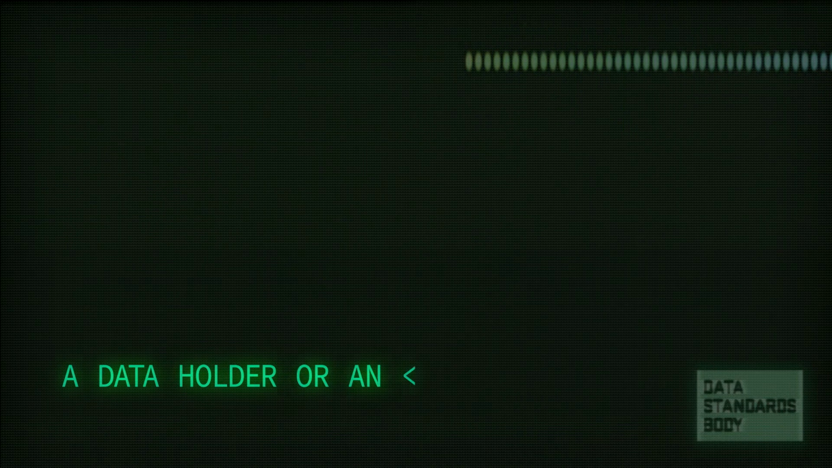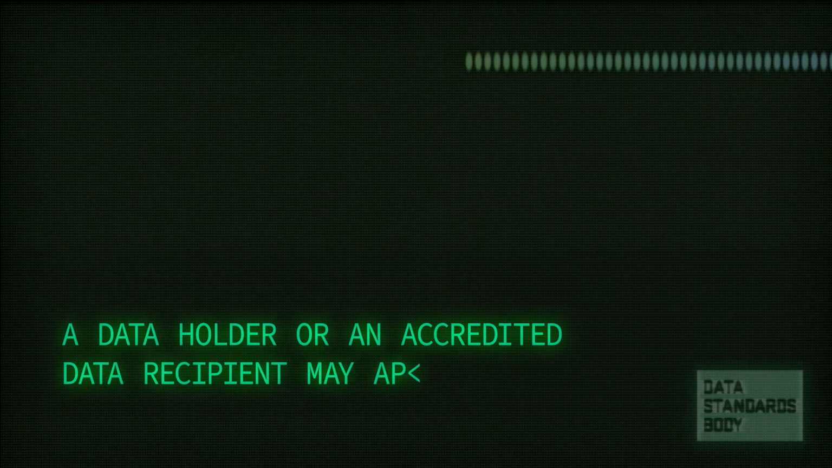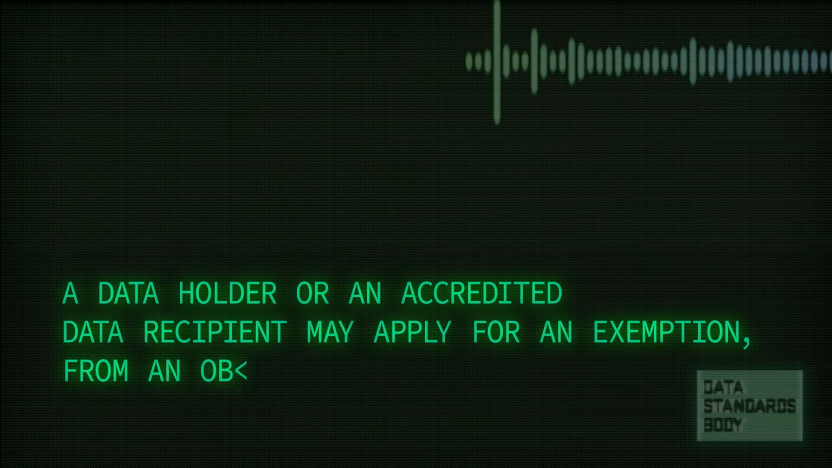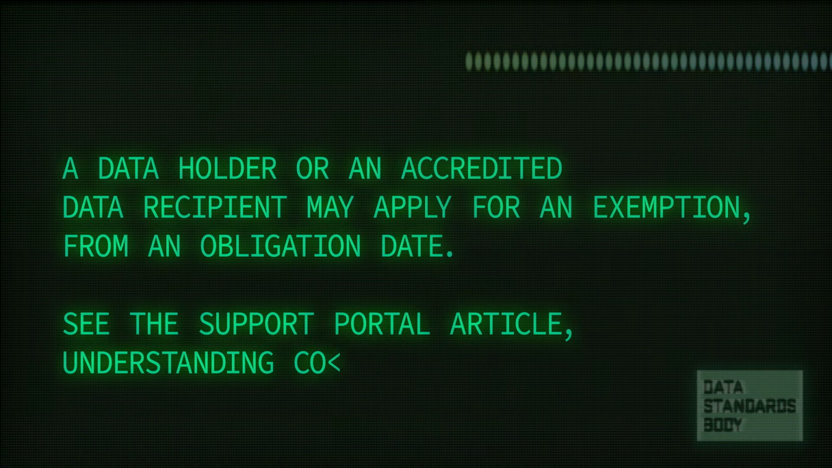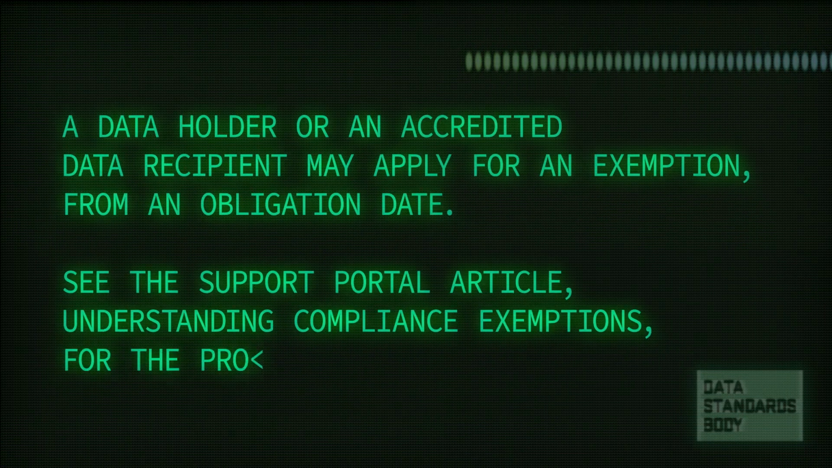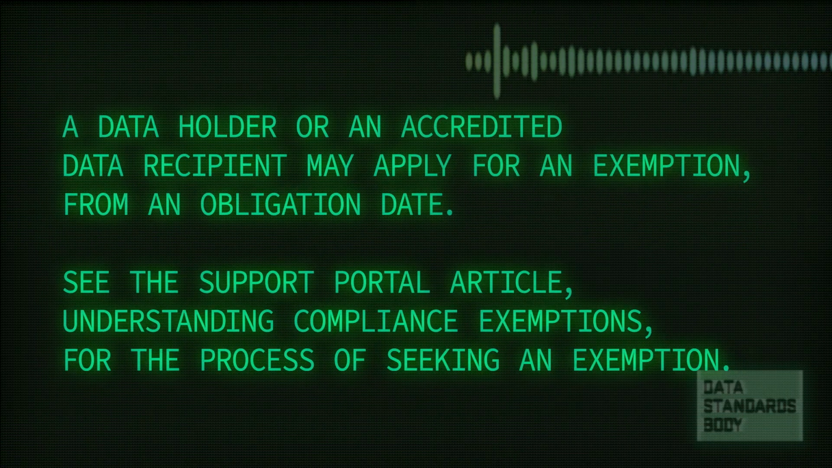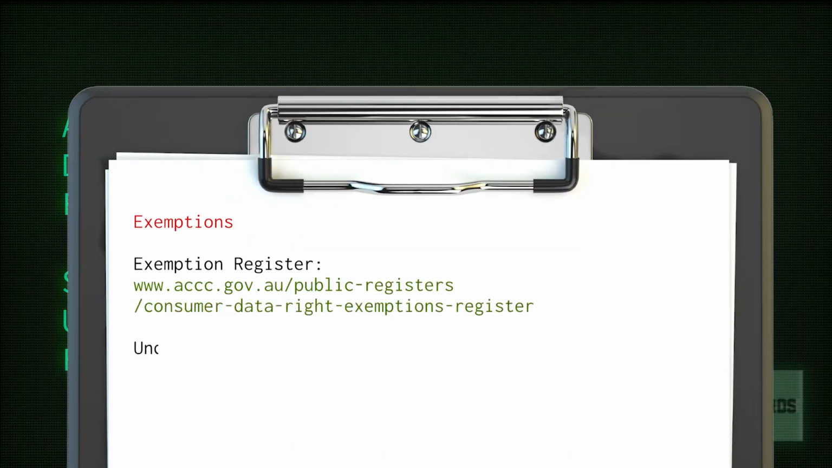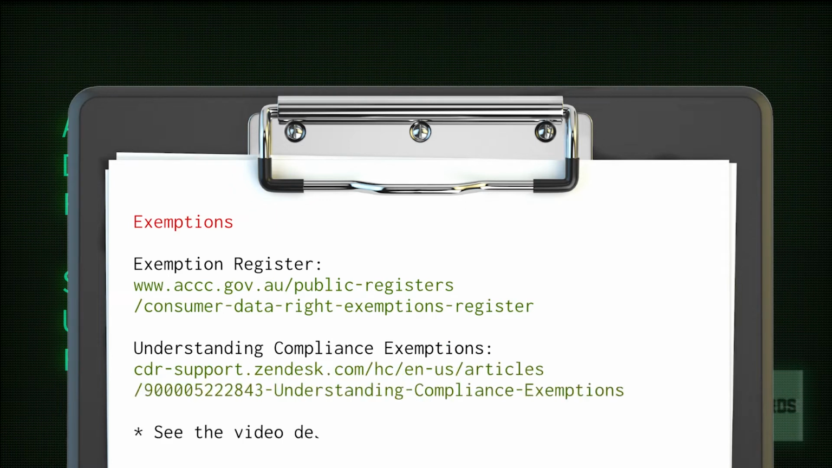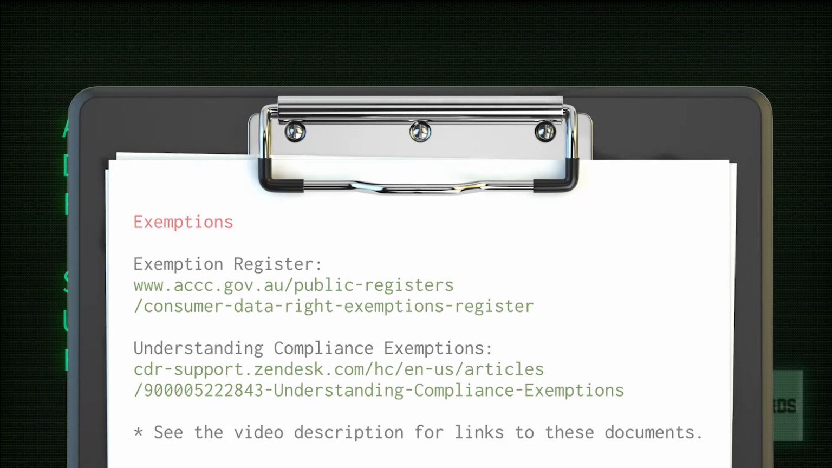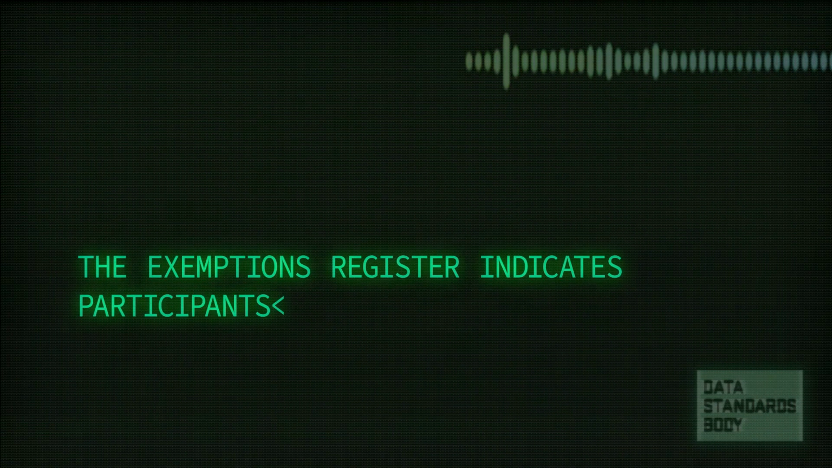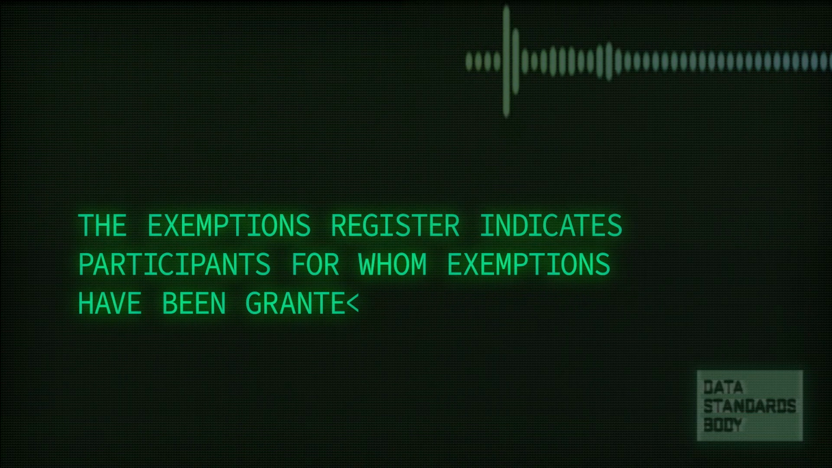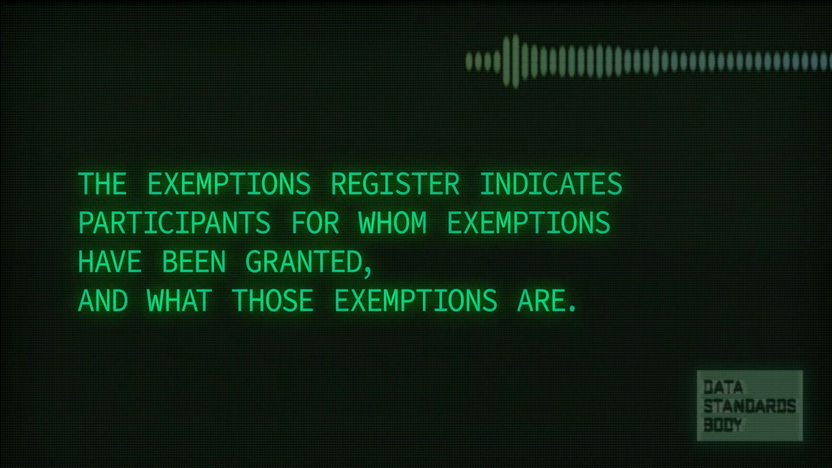A data holder or an accredited data recipient may apply for an exemption from an obligation date. See the Support Portal article, Understanding Compliance Exemptions, for the process of seeking an exemption. The Exemptions register indicates participants for whom exemptions have been granted and what those exemptions are.